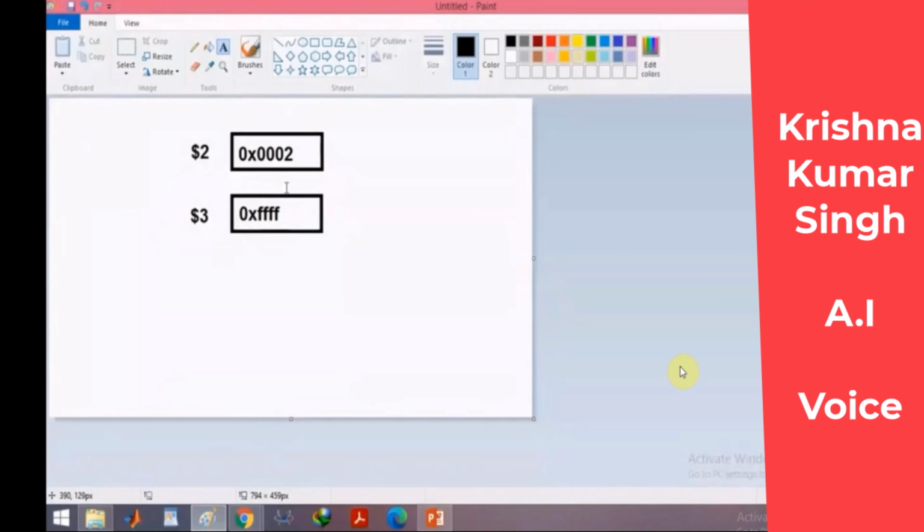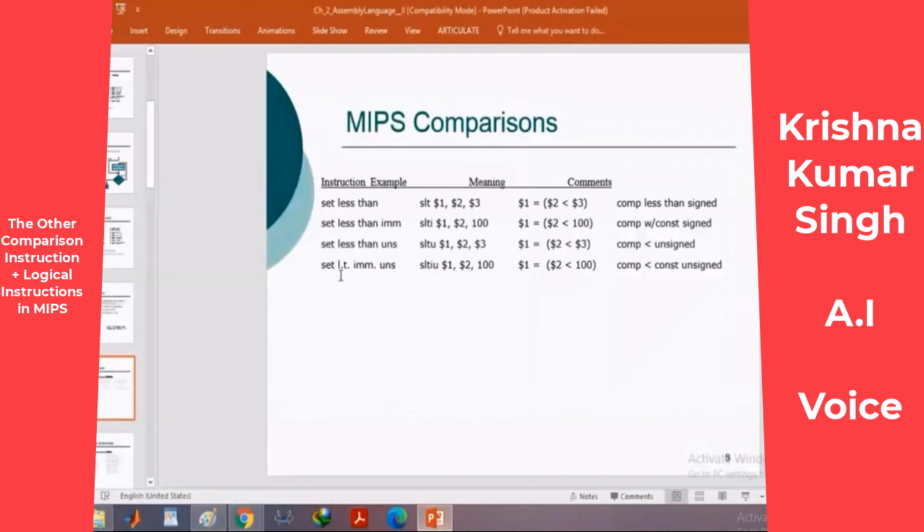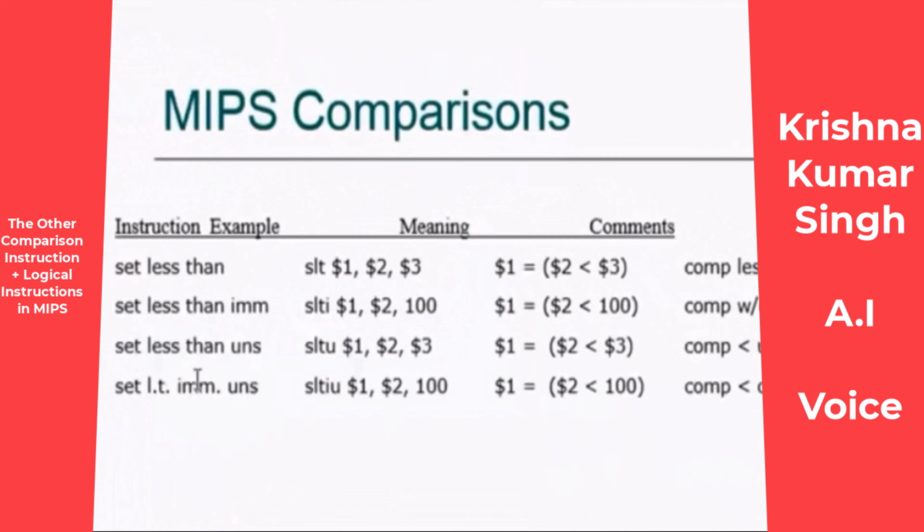As an unsigned number, this is 65,535, and of course 2 is less than 65,535. But if I assume that this number has a signed value, it will be -1. So 2 is greater than -1. So both of them are correct. So which one should be considered by the CPU? The type of the instruction will determine this.